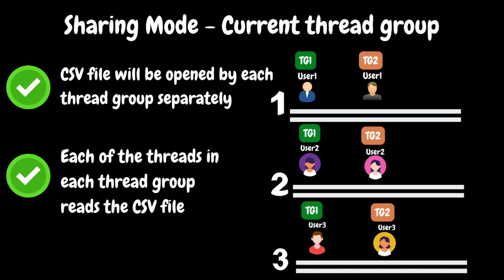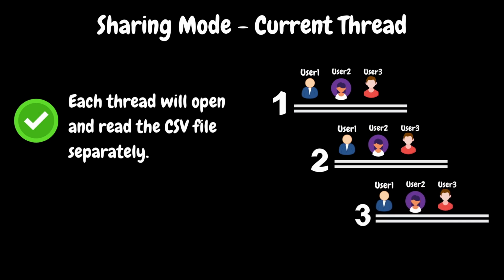For example, we have two thread groups with 3 threads each. Then each user from the thread group will read the same data. So the first thread from both thread groups will read line item 1, and the second threads from both thread groups will read the second item, and so on. In the current thread group option, each thread will open the CSV file independently and read the first item in the first iteration and the second item in the second iteration and so on.